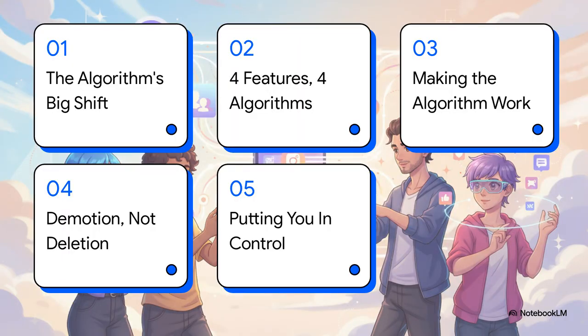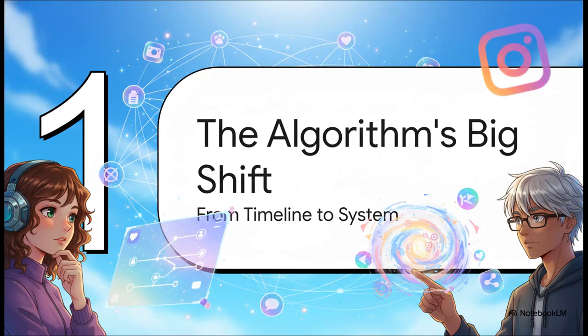All right, here's what we're going to cover. We'll start with how we even got here. Then we'll break down the, that's right, four key algorithms. After that, we'll get into some real actionable tips. We'll also tackle that scary topic of shadow banning. And finally, we'll look at where this is all headed. So let's kick things off with the one question that I know has crossed everyone's mind at some point.